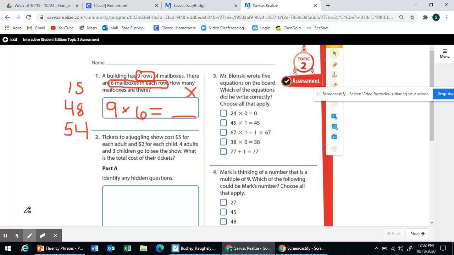Okay, so after doing a strategy, you should have easily looked at these choices and said, well, it's not going to be 15 because that would be the answer if we were adding, and we are not adding here, we are multiplying. And that left 48 and 54. I put 48 down because that was close to what the answer could have been, but after working it out, you should have realized that 9 times 6 equals 54. So go ahead and take some time to make sure you have the right answer written down, and we're going to move on to question number 2.